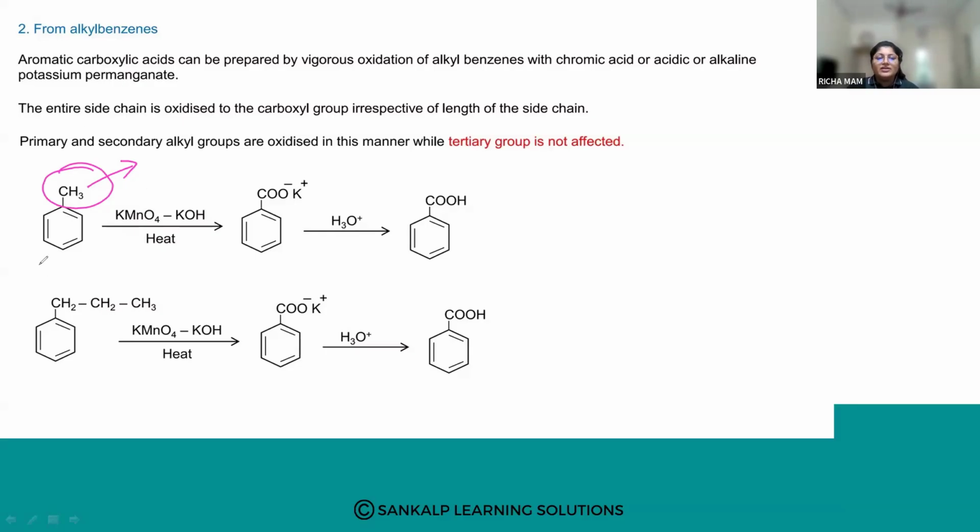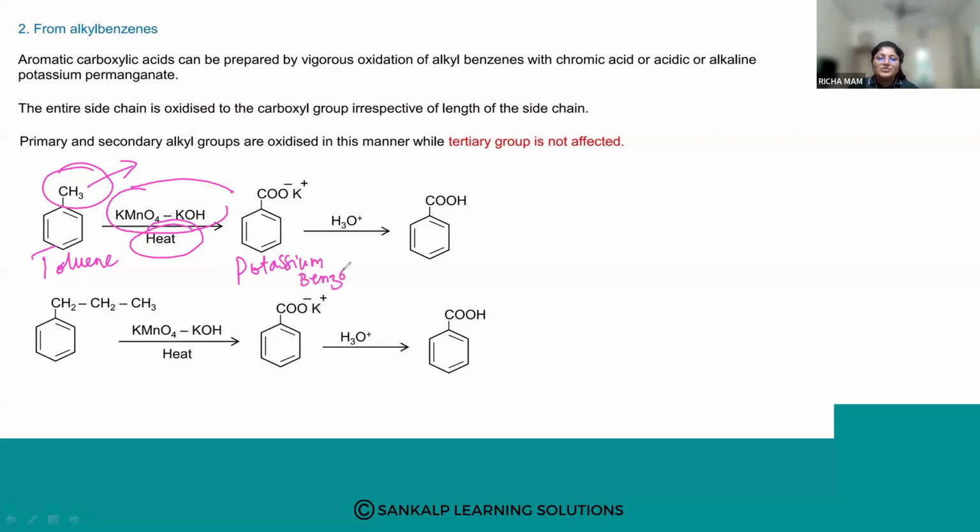So here you have toluene. We are treating it with KMnO4 in the presence of KOH, potassium hydroxide, a strong base. We are going to heat it. What I am going to get here is potassium benzoate.